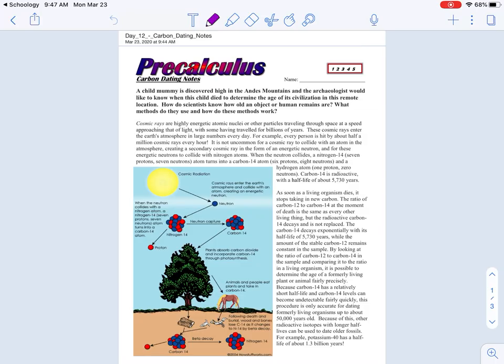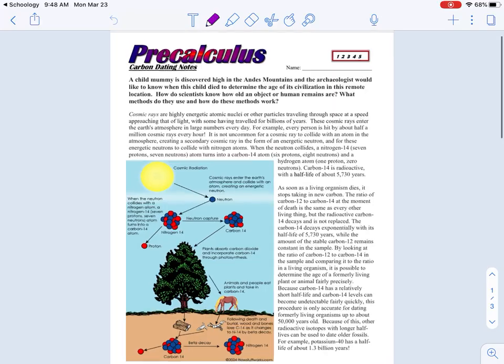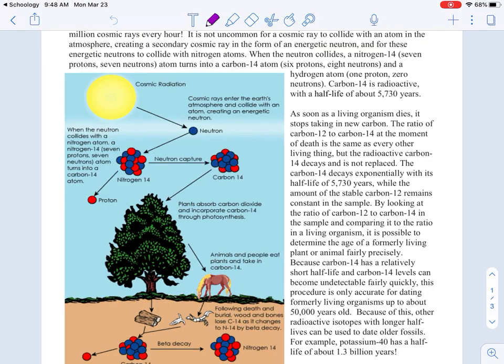For example, every person is hit by about 500,000 cosmic rays every hour. It is not uncommon for a cosmic ray to collide with an atom in the atmosphere, creating a secondary cosmic ray in the form of an energetic neutron for these energetic neutrons to collide with nitrogen atoms. When the neutron collides, a nitrogen-14 atom turns into a carbon-14 atom and a hydrogen atom. Carbon-14 is radioactive and has a half-life of about 5,730 years.